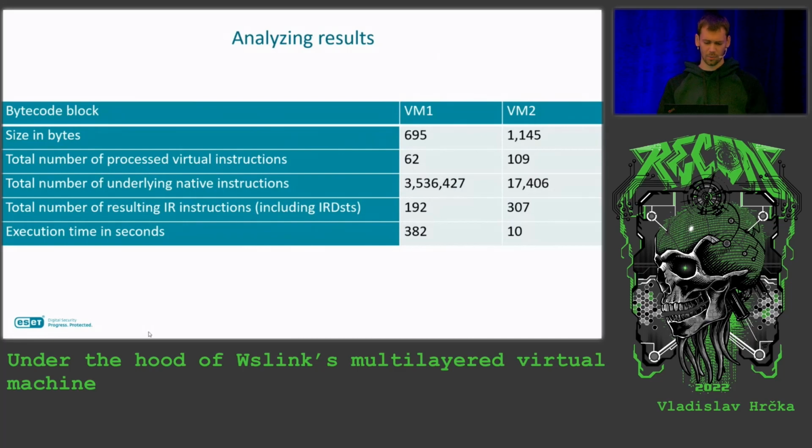So in the beginning we had in the second VM around 17,000 native instructions per bytecode, and we were able to simplify it to 109 or 300 instructions in the intermediate representation in 10 seconds. And in the case of the first one, we needed to deobfuscate both VMs at once, so we needed to process 3.5 million native instructions and reduce it to roughly 200 in 380 seconds.